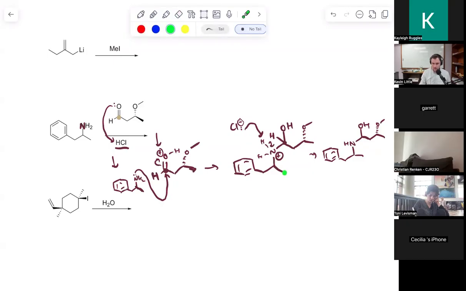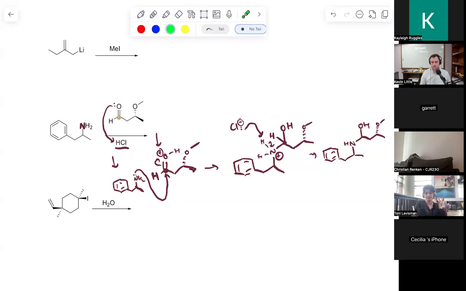How many hydrogens are on this carbon? 3. How do you know? Because it has to fill the octet. Okay, so it's just like an understood hydrogen. Yeah, it's just implied. Okay, so we can either draw it or not draw it.